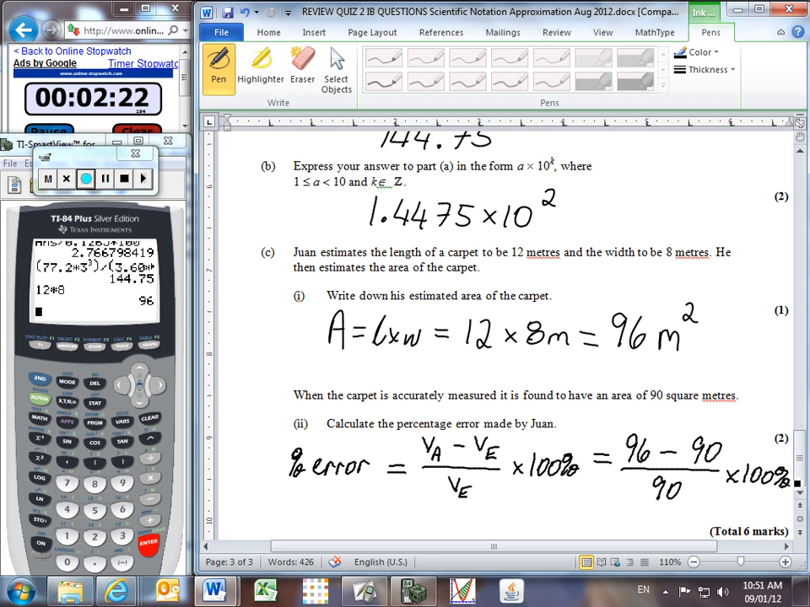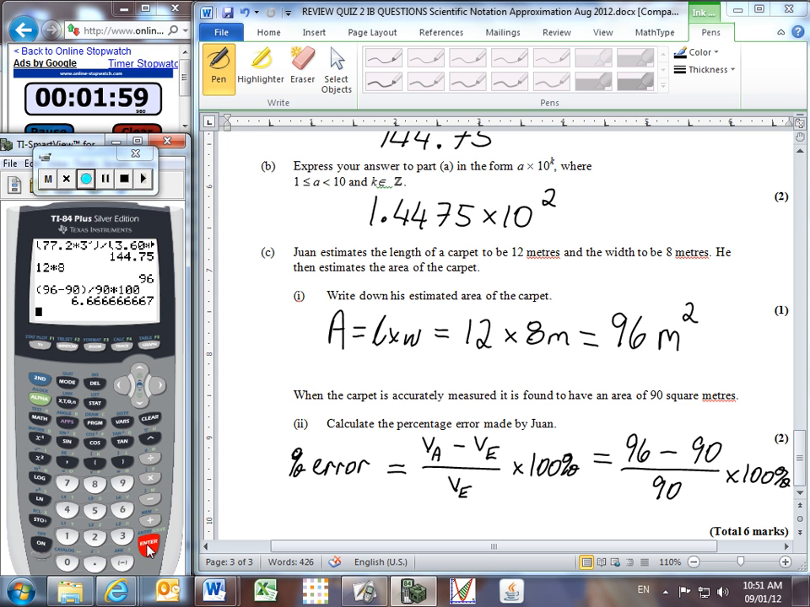And now I'll come over to the calculator. You remember I said that when you've got a complicated numerator, then we should really put it into parentheses when we're putting it into the calculator. So 96 minus 90 in the parentheses, and we'll take that quantity and divide it by 90, and then we'll multiply by 100 in order to convert our final answer into percentage. And we get 6.66666667.